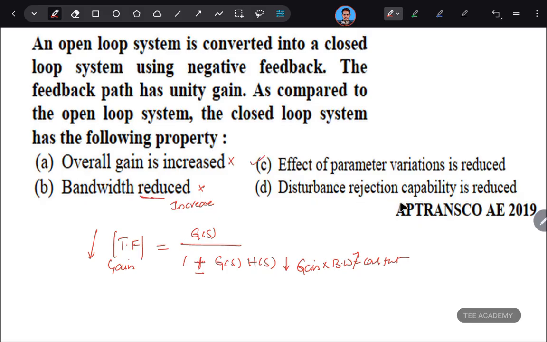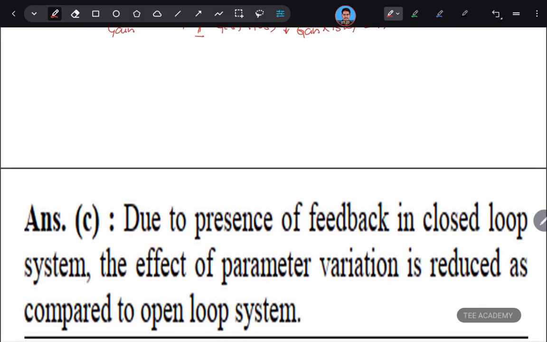Disturbance rejection capability is reduced. We are using the negative feedback to avoid disturbances, or noise cancellation, we can say. So the disturbance rejection capability is increased, which means it is the correct option; reduced is also a wrong option. The correct option is effect of parameter variations is reduced. That means even if there are some changes, the output is not much affected. That's the concept. So the answer for this question is C.